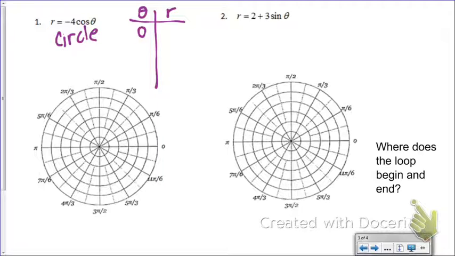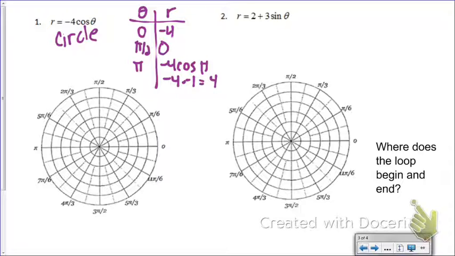Okay, so if I plug in 0, I have negative 4 times the cosine of 0. Well, we know the cosine of 0 is 1, so this just becomes negative 4. Then if I plug in pi over 2, negative 4 times the cosine of pi over 2. The cosine of pi over 2 is 0. Anything times 0 is 0. Then if I plug in pi, negative 4 times the cosine of pi. The cosine of pi is negative 1, so this is a negative 4 times a negative 1, which is positive 4.